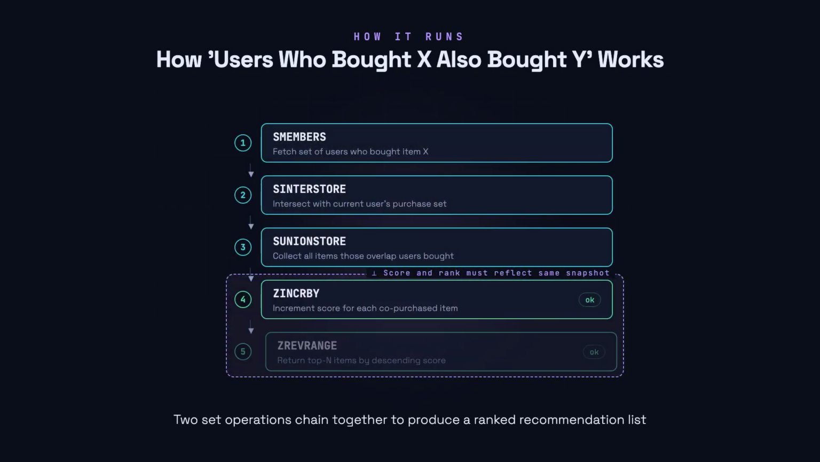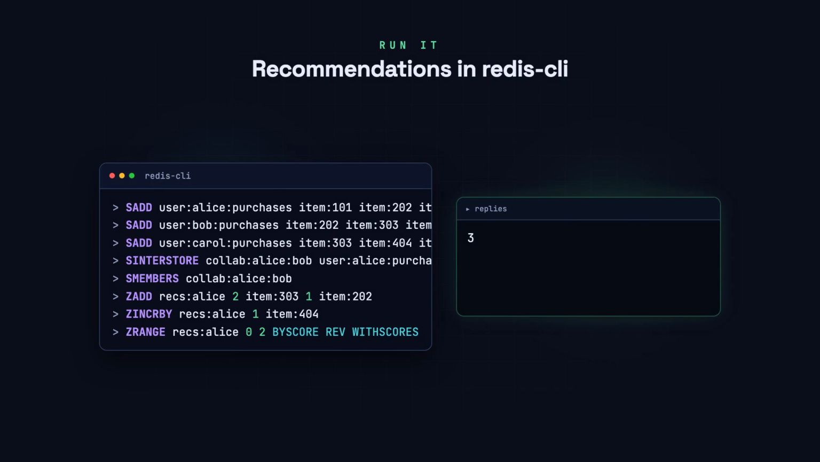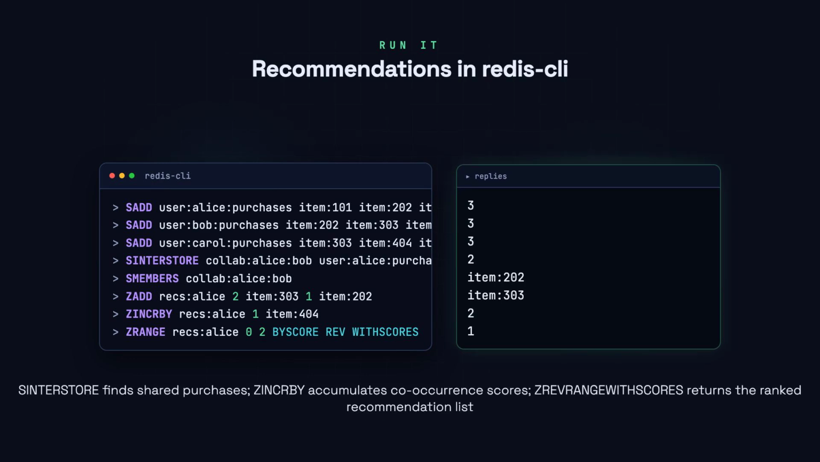Start by finding users who share a purchase with the current user via set intersection. Then collect everything those neighbors bought, increment a score for each co-occurrence using ZINCRBY, and finally pull the top results with ZREVRANGE. We model each user's purchases as a set, then SINTERSTORE finds items Alice and Bob both bought. We build a sorted set of recommendations by scoring each co-purchased item with ZADD and ZINCRBY, and ZREVRANGE WITH scores returns the top picks.